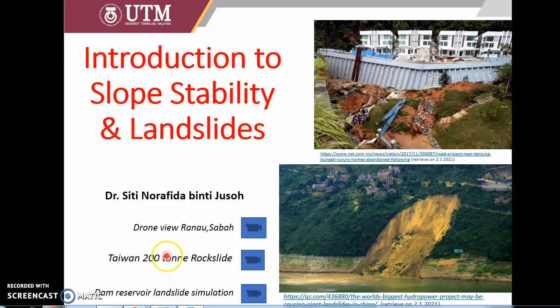So that's the catastrophic event when we fail to design a very stable slope or fail to monitor natural slope stability correctly. So that's the important thing that we need to understand first before we proceed into this chapter. Okay?